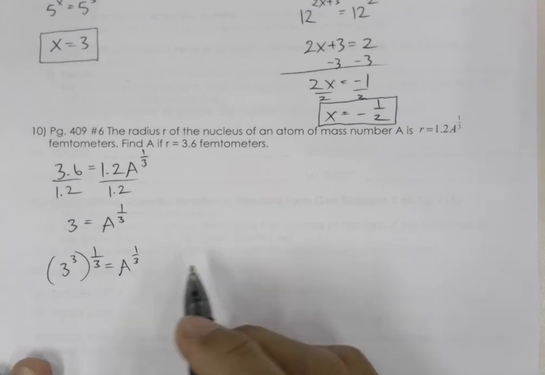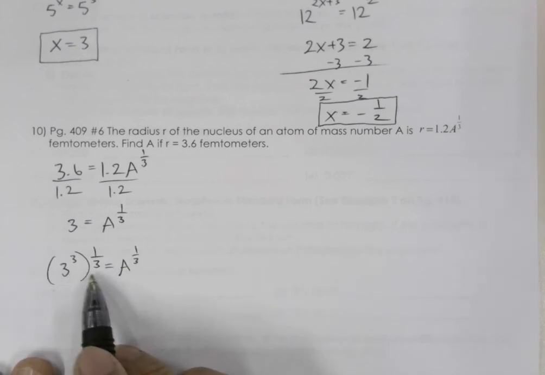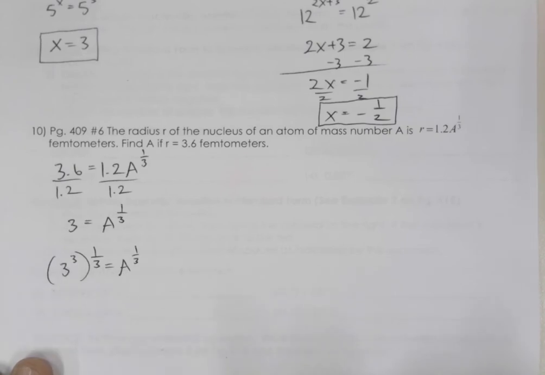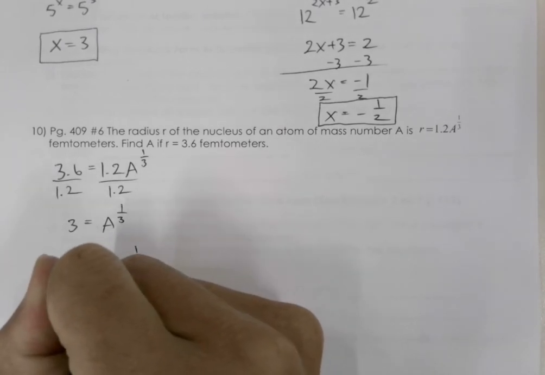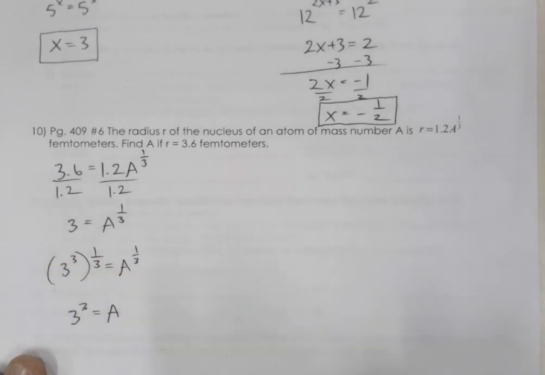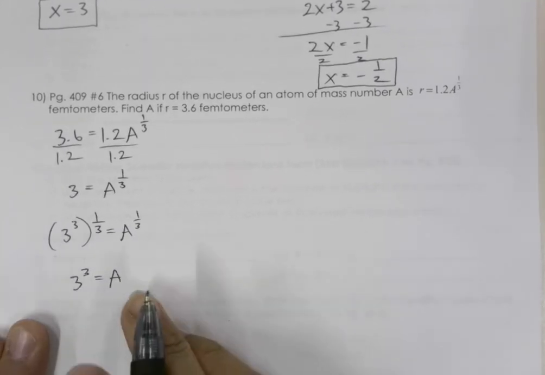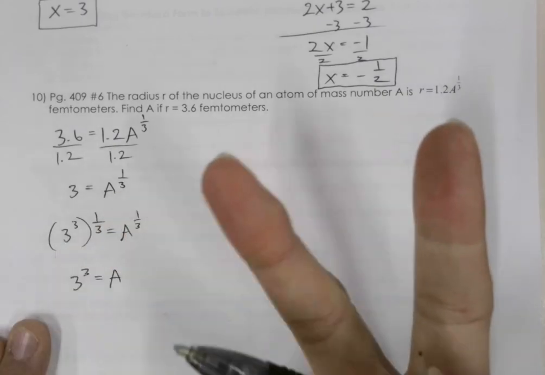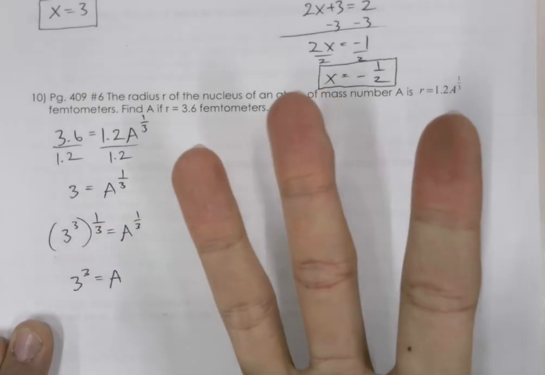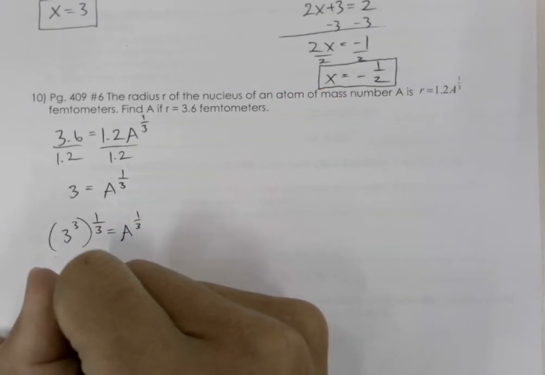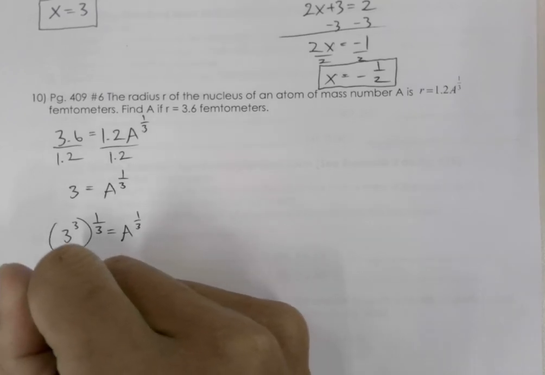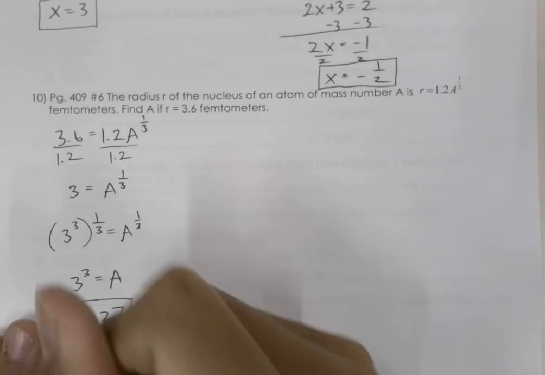Okay? So since we have the same exponent, now we can go ahead and set the bases equal to each other. Right? So what we can do is 3 to the power of 3 is equal to A. And 3 to the power of 3 is 3 times 3 times 3. So 3 times 3 is 9 times 3 is 27. So A is equal to 27. And I'll put a box around that.